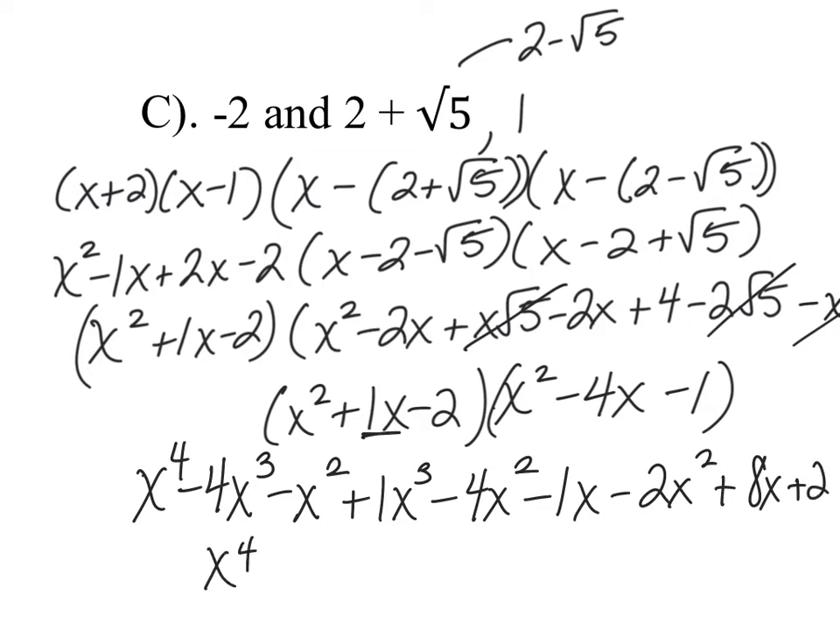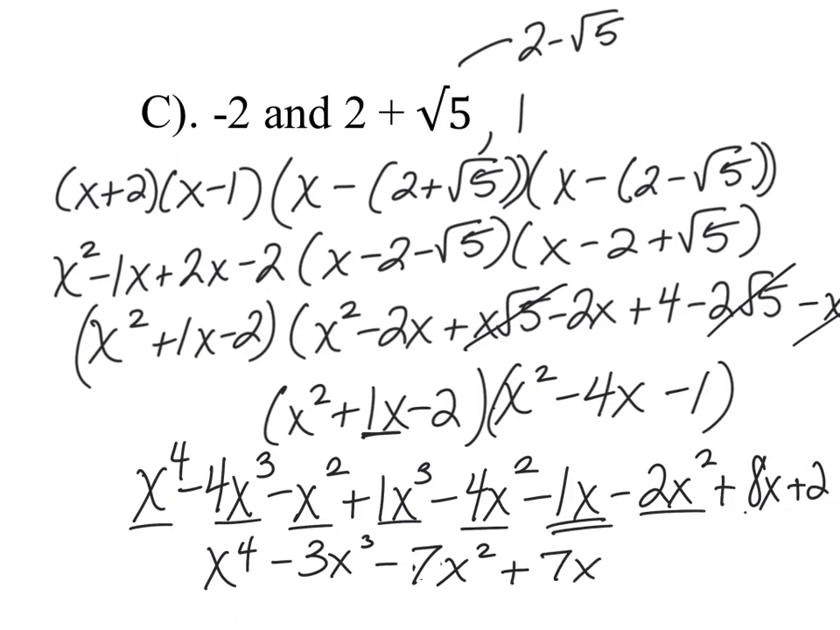So combine like terms, x to the 4th minus 3x cubed. Let me see, negative 1, negative 4, 5, 6, negative 1, 2, 3, 4, 5. That'd be 7. Oops. Then minus 7x plus 7x, negative and a positive, and plus 2. And that equals f of x.